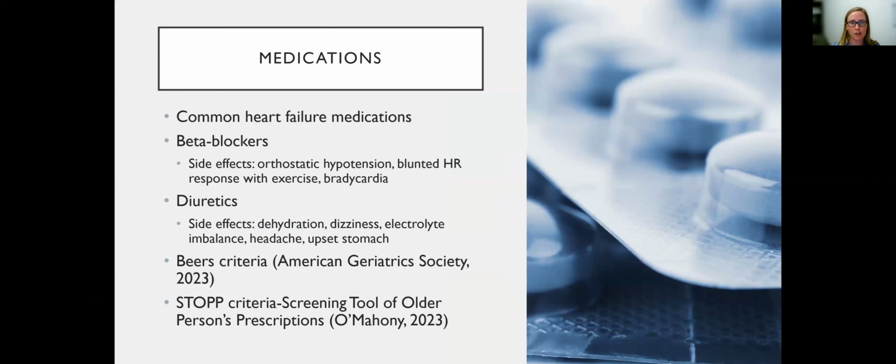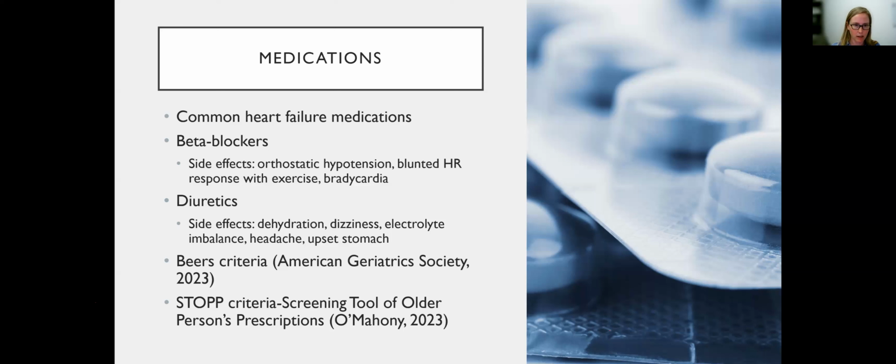When we look at medications, I just highlighted here some common heart failure medications because the case we'll talk about later does involve heart failure, but looking at some of these medications like beta blockers, this is going to blunt the heart rate response. That's one of the biggest things I think about when I think about mobility. And so we need to be aware of those medications so we can modify how we are doing our assessments.